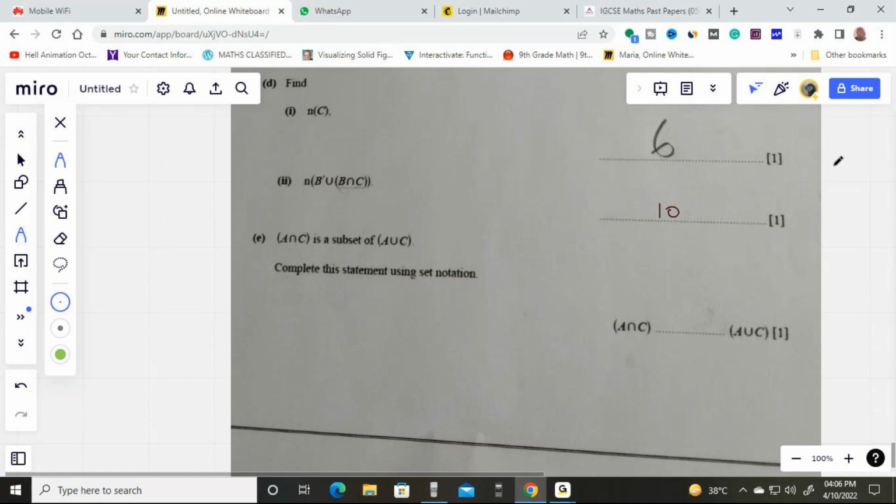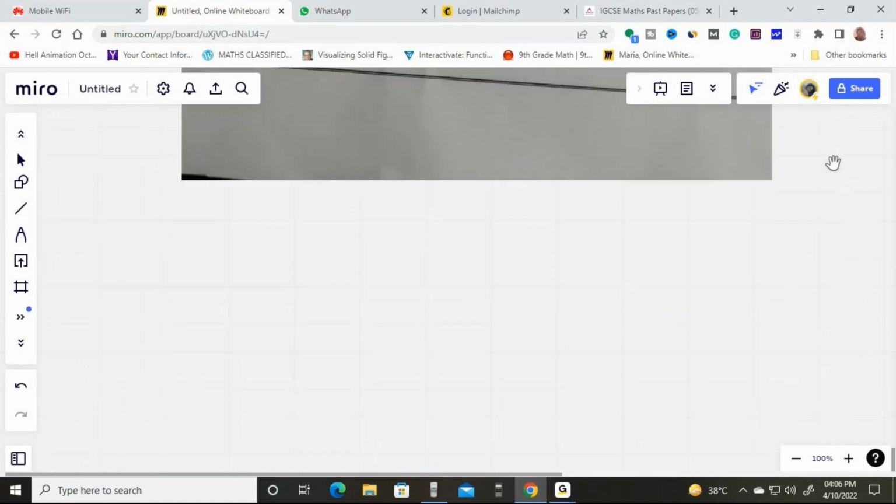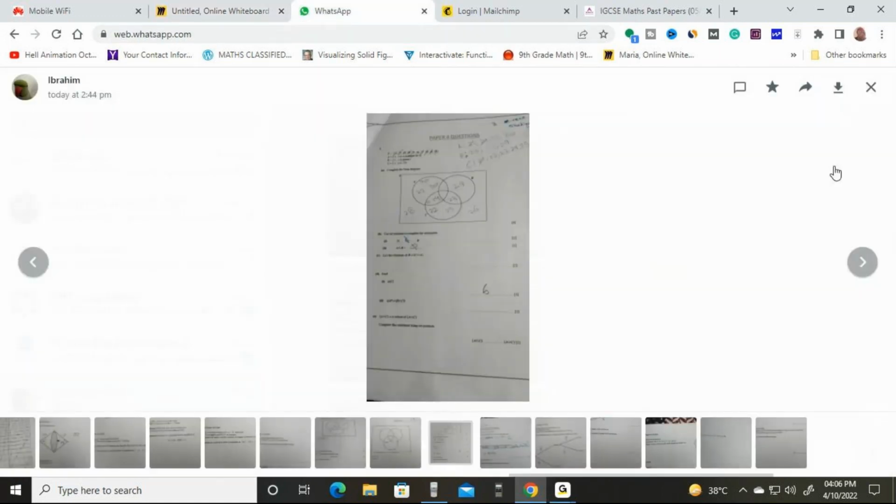A intersection C is a subset of A union C. Write them in set notation. So it is a subset. You simply write the notation of the subset, and that's it. One more page we can cover if we have time.